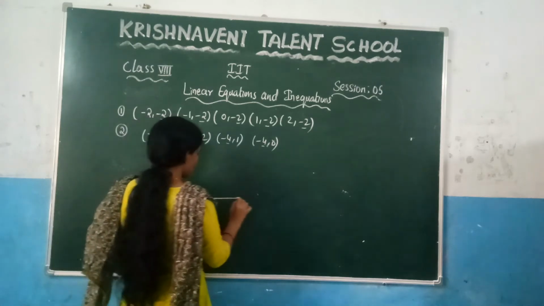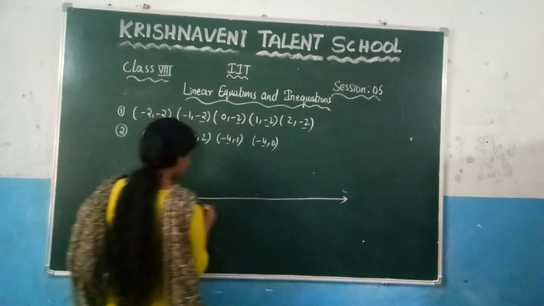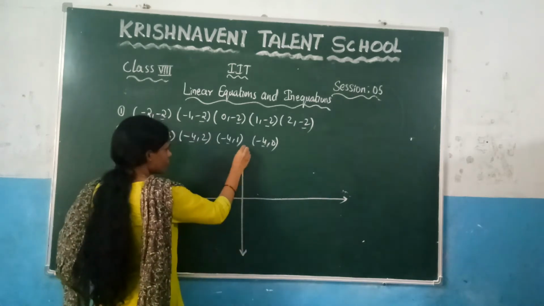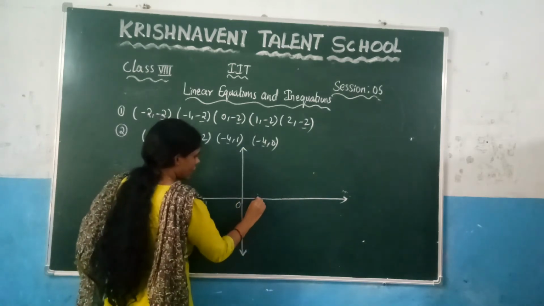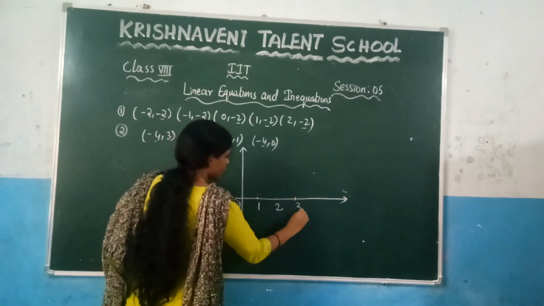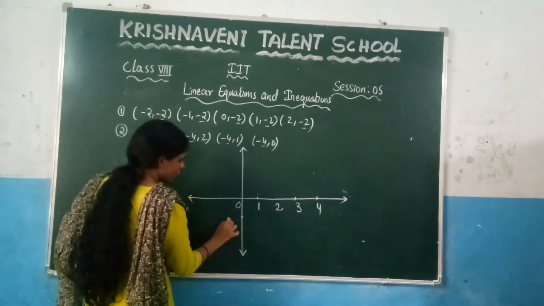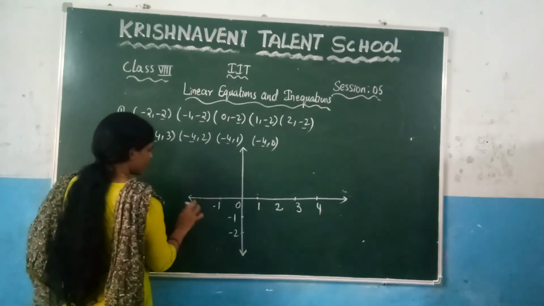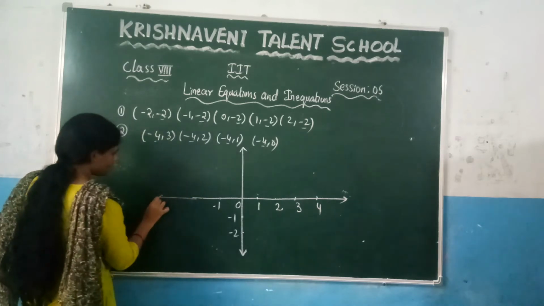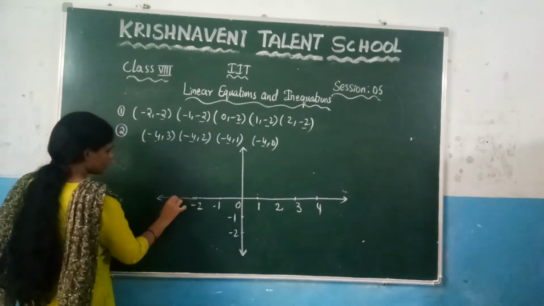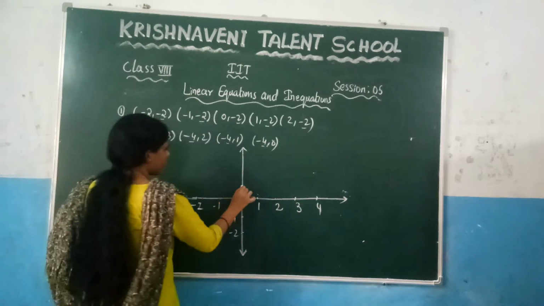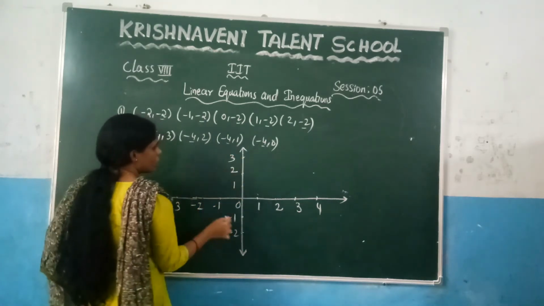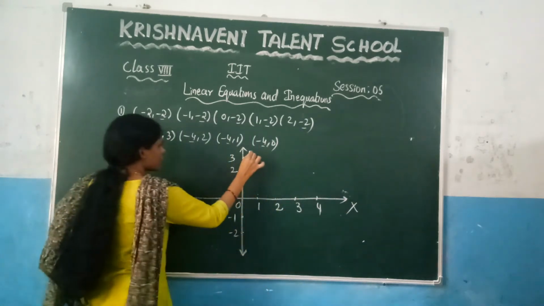First you need to draw the x-axis, and after that you need to draw the y-axis. And this is the origin, and here the positive numbers will be, and here the negative numbers will be there, right? And here the positive numbers and negative numbers. Right? And here the positive numbers 1, 2, 3. And mark this one as x, and this one is y.